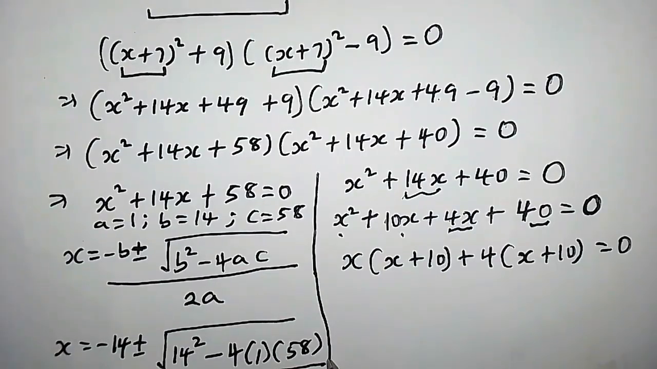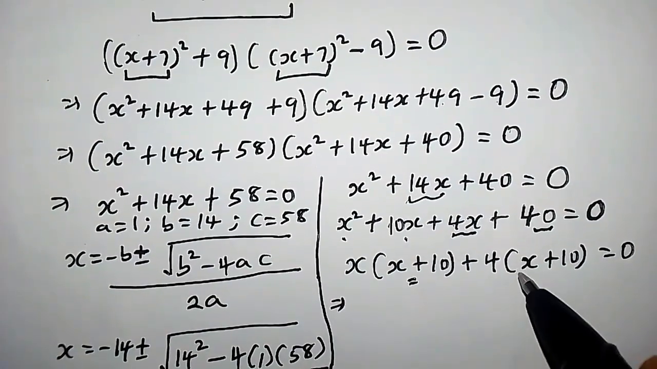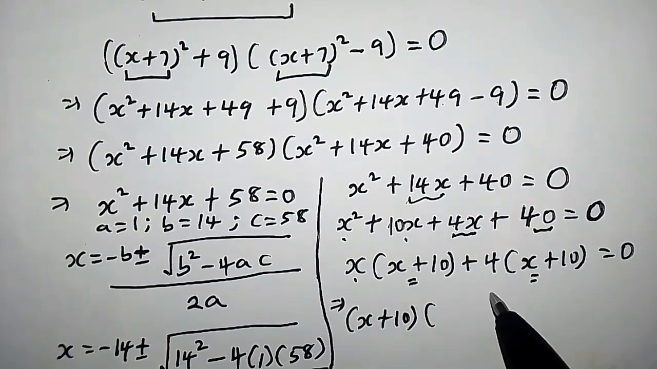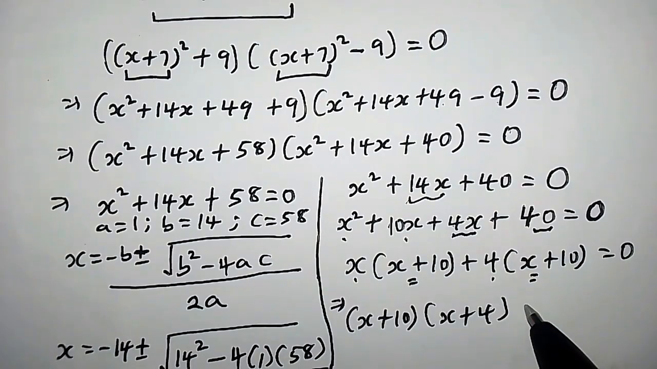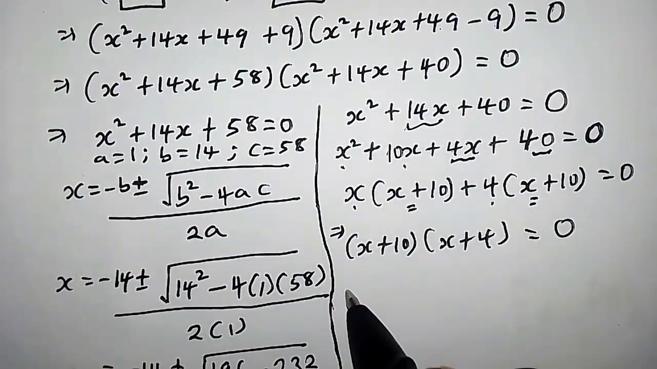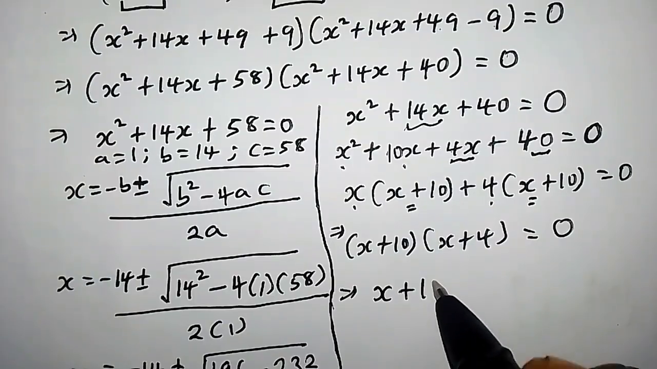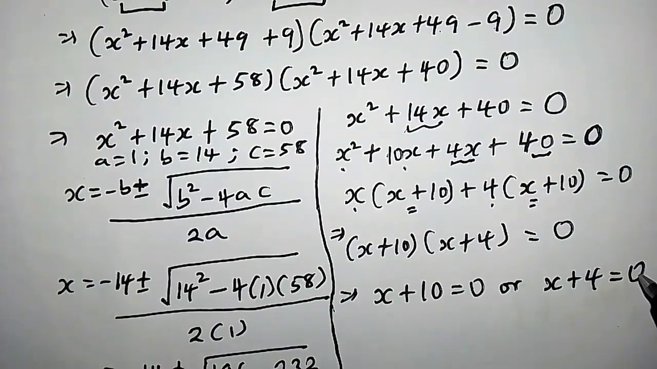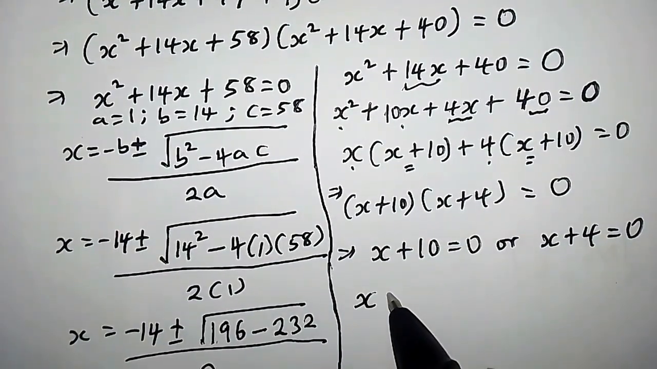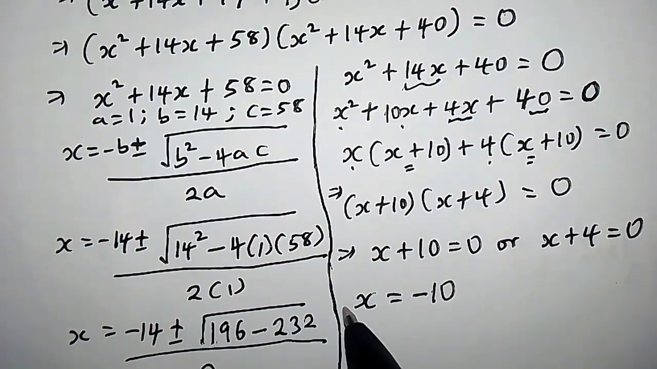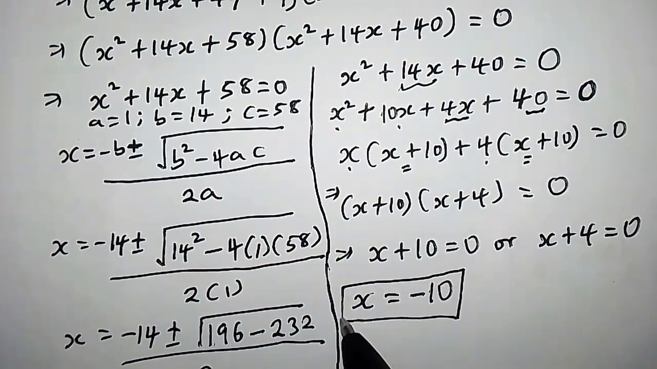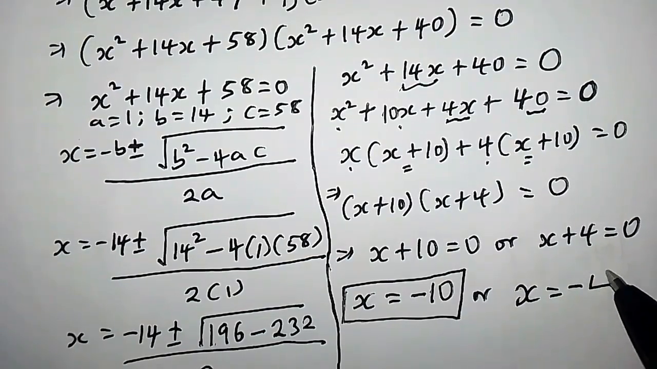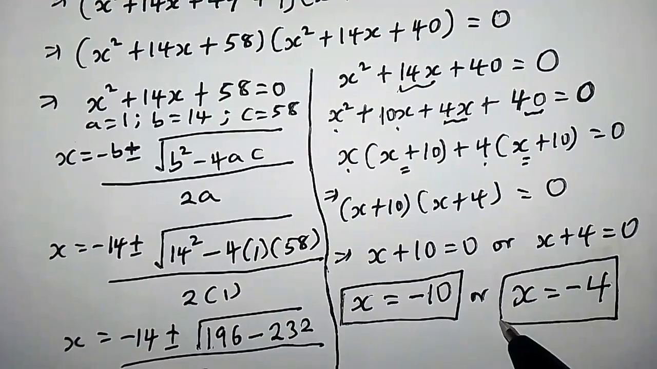Let's separate this. This means that x + 10 is common. Factor it out, we have (x + 10) times (x + 4) equal to 0. This means that x + 10 is equal to 0, or x + 4 is equal to 0. Clearly, x is equal to negative 10. This is another solution. Or x is equal to what? That is negative 4. This is another solution.